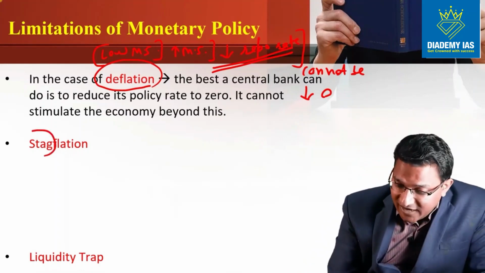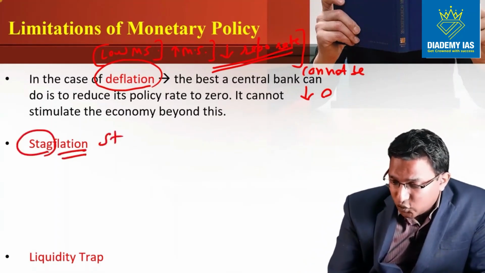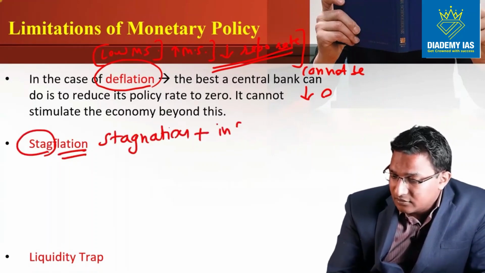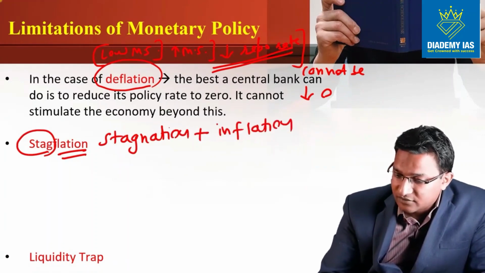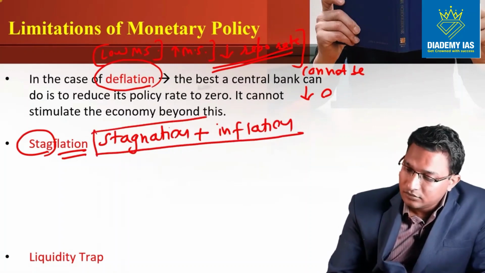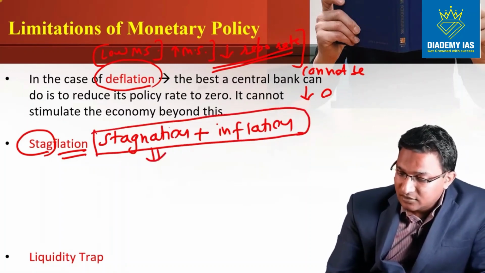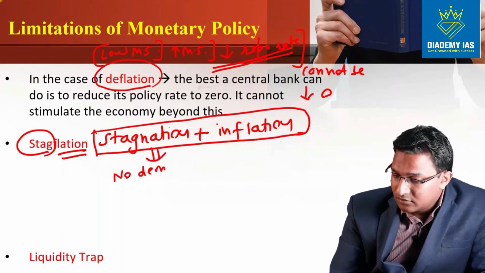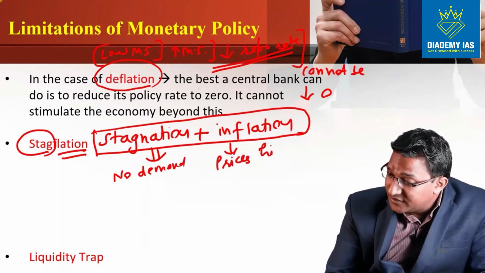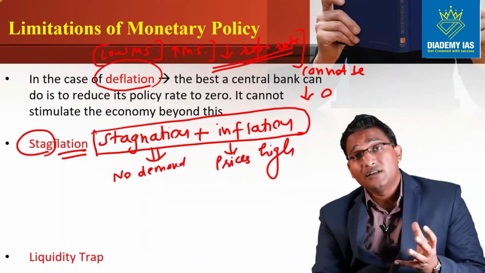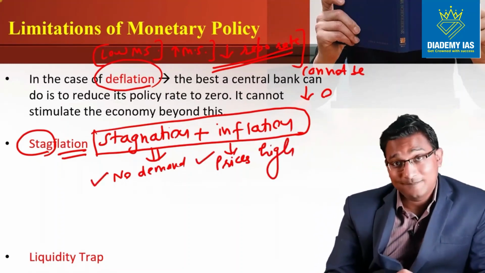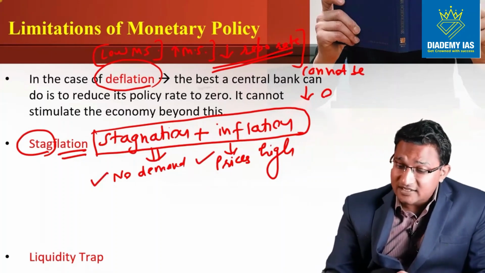Next is stagflation. Stagflation is a combination of two words, stagnation plus inflation, right? Stagnation means there is no demand, still the prices are high. So this is a very contradictory situation. Normally the prices are high only if the demand is high, but here there is no demand, still the prices are high, right?